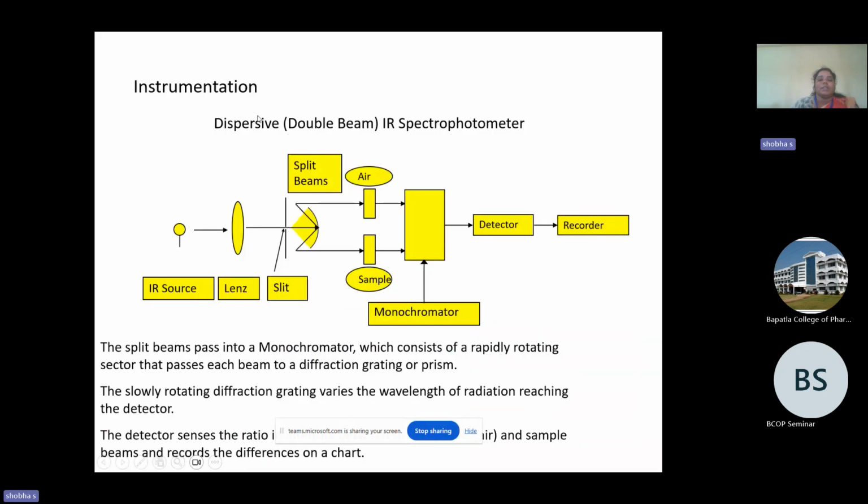Here, the instrumentation of the IR, again, I have clearly mentioned how the IR source works. These monochromators have a rapidly rotating sector, as well as one movable and another unmovable, statically fixed there. It allows specific passes of the IR radiation that will fall on the sample and then on the detector.